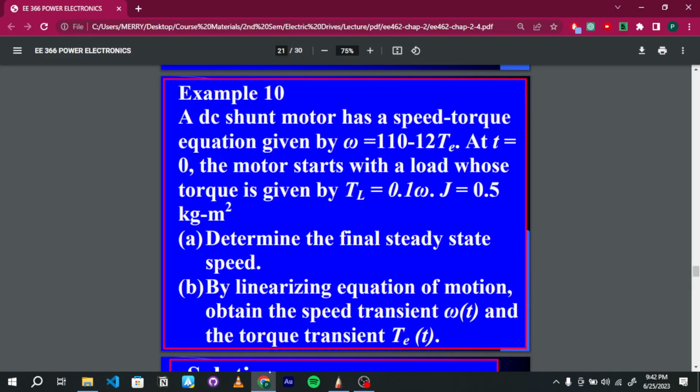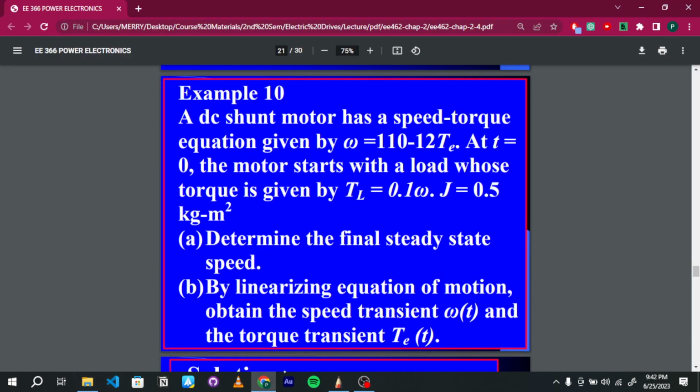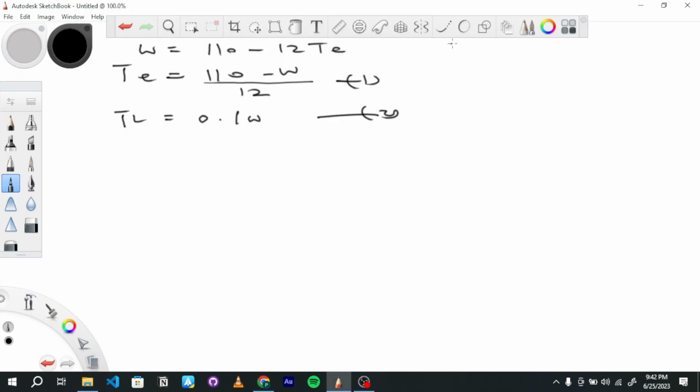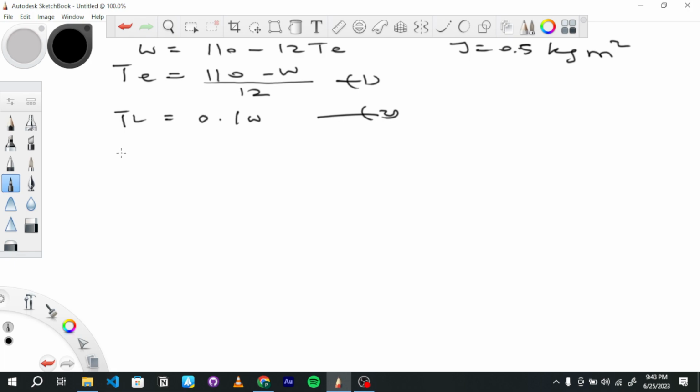And the question also says that at t equals 0, the motor starts with a load whose torque TL is 0.1 omega. Let me call it an equation. And J is 0.5 kilogram meter squared. We're given J to be 0.5 kilogram meter squared. Now, the first question is for us to determine the final steady state speed.